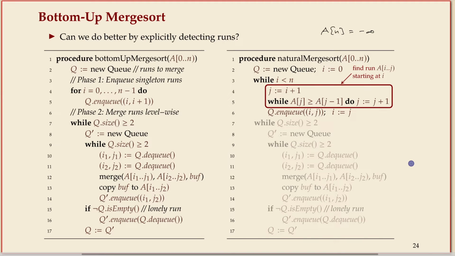That's just to keep the code on one slide. Otherwise, it wouldn't have had this nice correspondence. So we only change phase 1. We initialize the queue differently by scanning through the input and finding sorted segments. All the rest is grayed out because it's unchanged. That's pretty smart, right? Now we detected exactly the sorted runs in the input. So that should do much better.